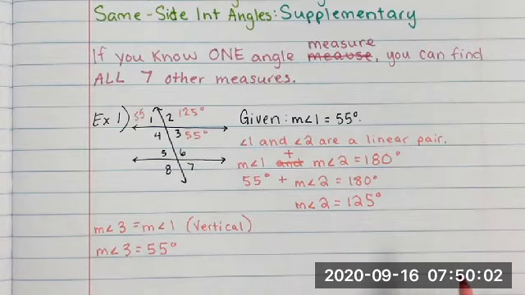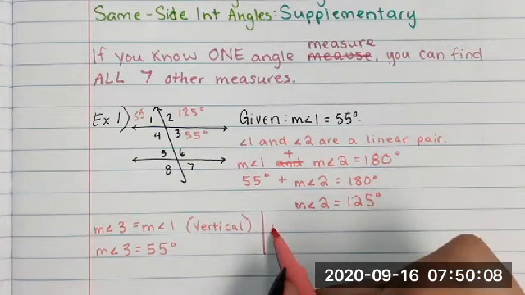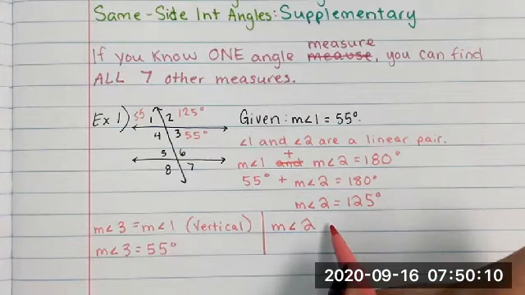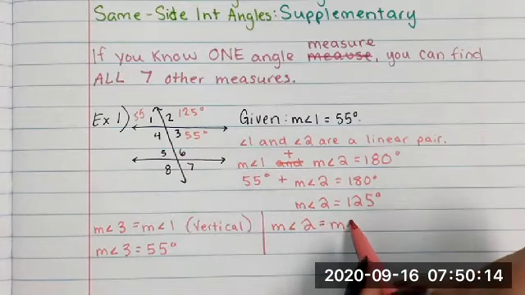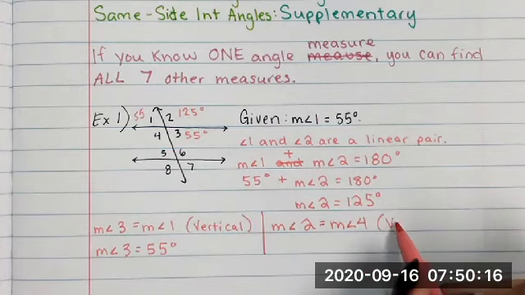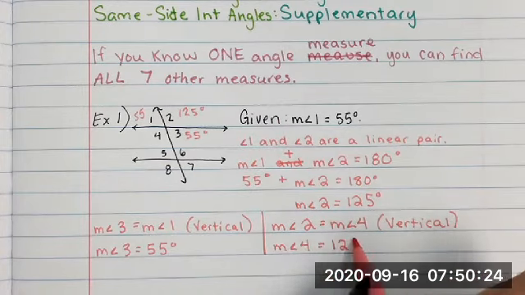Trying to figure out how to organize this a little better. The measure of angle 2 is also equal to the measure of angle 4 because those two are vertical. So the measure of angle 4 is equal to 125 degrees.